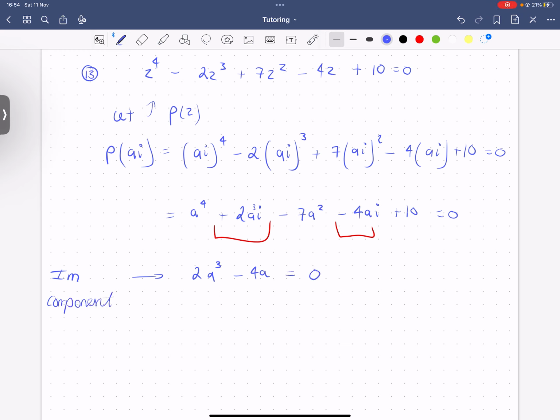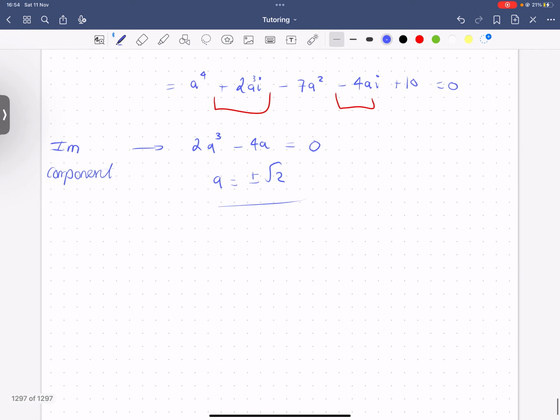Remember, when we equate real and imaginary components, if this equation is equal to 0, then the real components have to be 0 and the imaginary components have to be 0. Now, if you go about solving that, you're going to get a equals plus or minus root 2. And that's the answer there. Number 15.